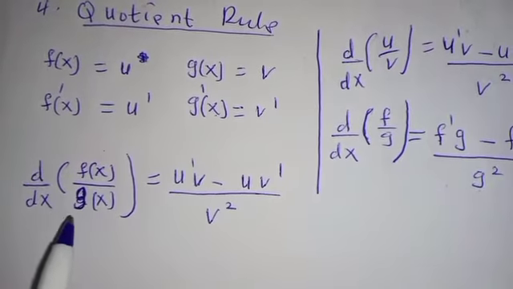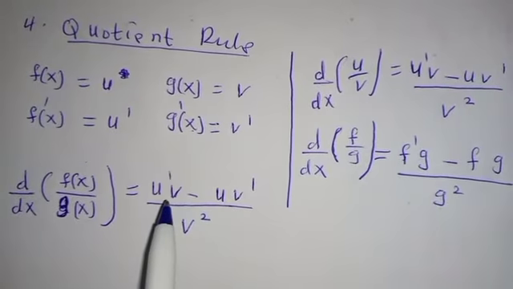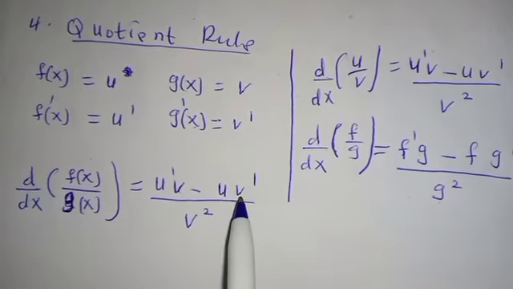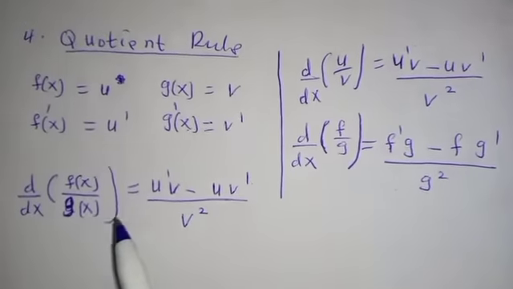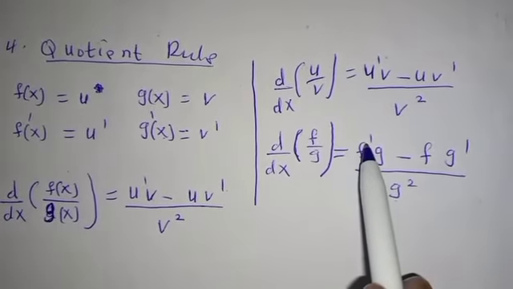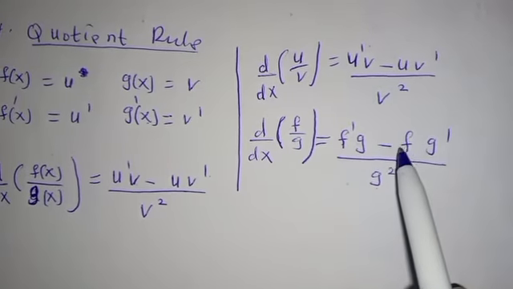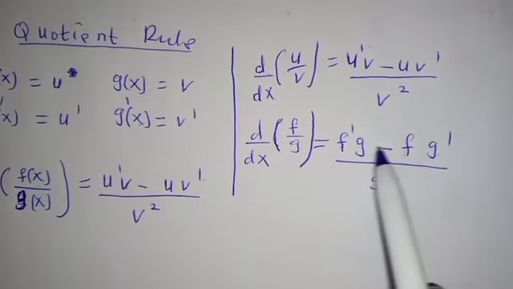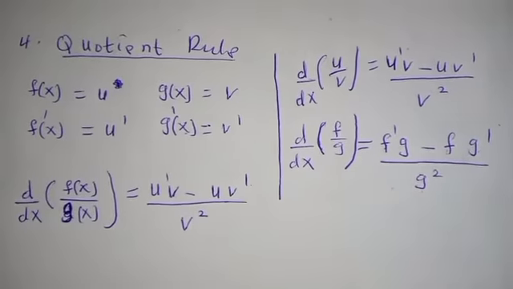So when you are differentiating f of x over g of x, you differentiate the first function, then you multiply by the second function. You subtract the first function multiplied by the second function differentiated, then you divide by the square of the second function. So here the order matters. So differentiate the first function multiplying by the second function, an odd constant. Subtract the product of the first function multiplied by the derivative of the second function. Then you divide by the square of the denominator. So that is how you apply the quotient rule.